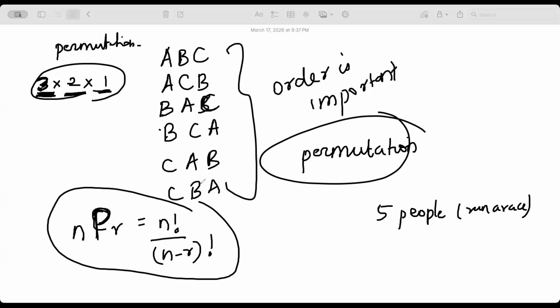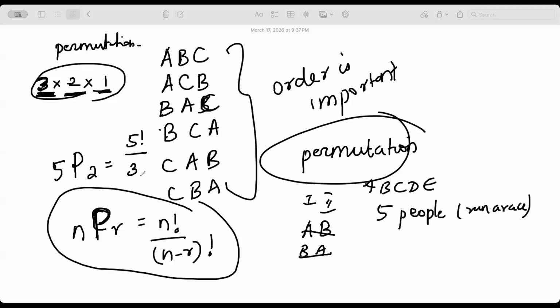Yes, because let's say there are 5 people, A, B, C, D, E. I can choose AB or I can choose BA for the first and the second place. It is different. AB is not the same as BA. You see it? So, the order is important here. As a result, I will permute. How will I permute? There are 5 people. Permute how many people? 2 people. So, I'll say 5 factorial by 3 factorial. What is the answer? Is it 20? Yeah, 5 factorial by 3 factorial.